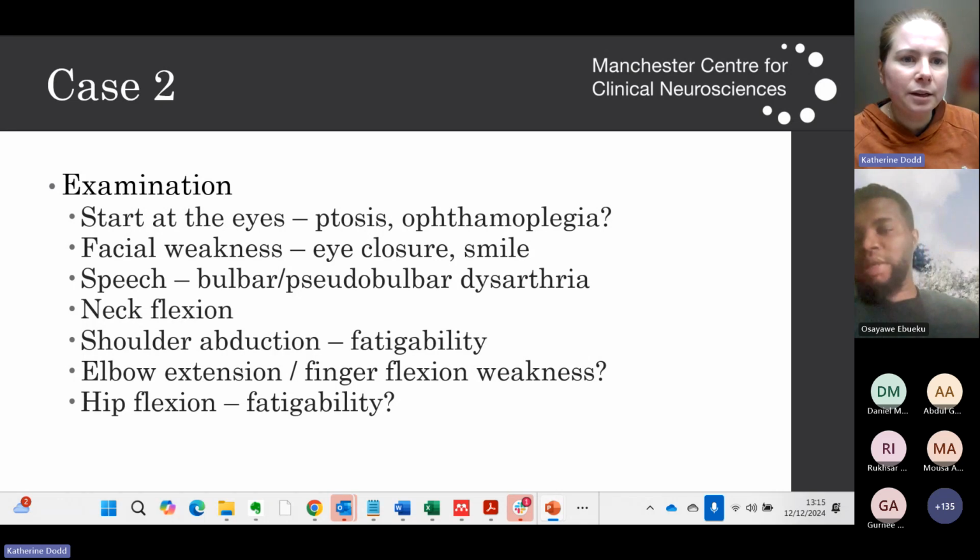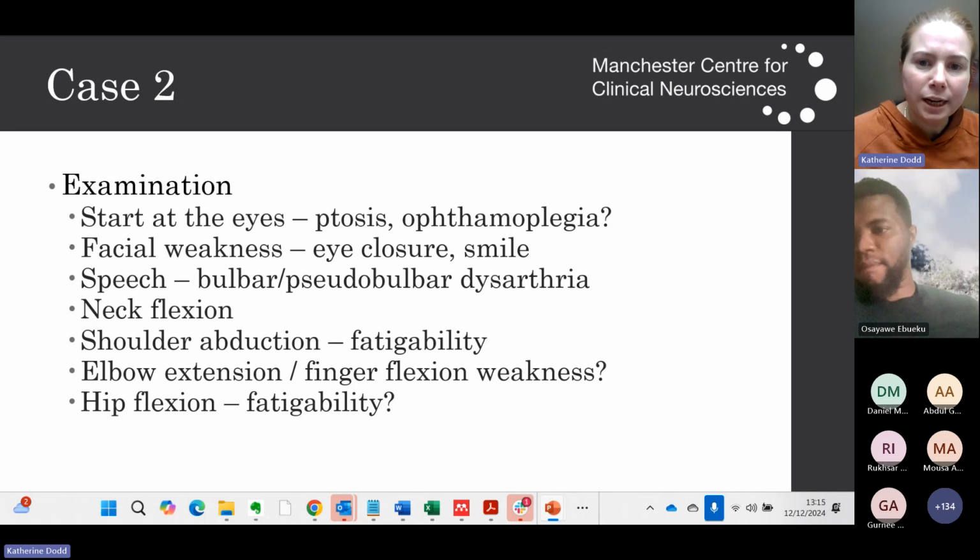And when we examine her, start at the eyes. We're looking for ptosis and ophthalmoplegia. We're looking at eye closure. Often it can affect the facial muscles and they get difficulties closing their eyes. You might need to ask about getting shampoo in the eyes, about difficulties with smiling, problems with the speech. So it's a bulbar dysarthria that they get, not a pseudobulbar, which would suggest an upper motor neuron problem. And we'll come back to that in a moment.